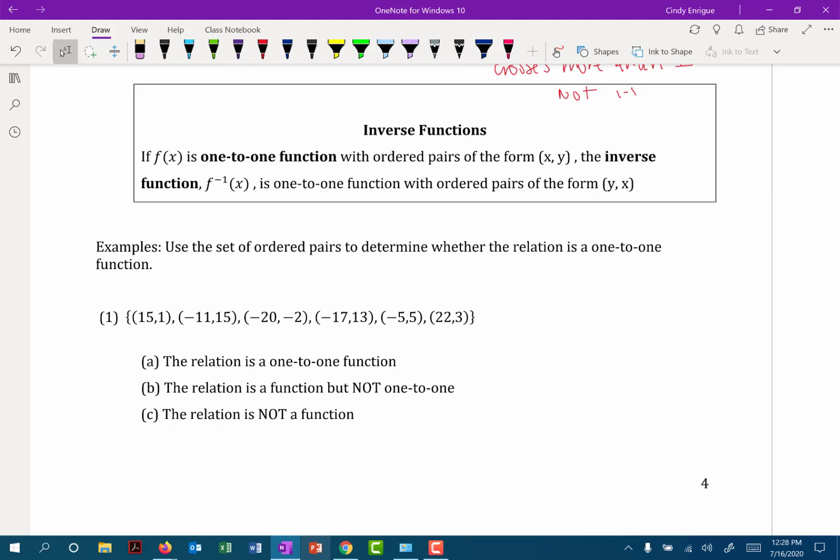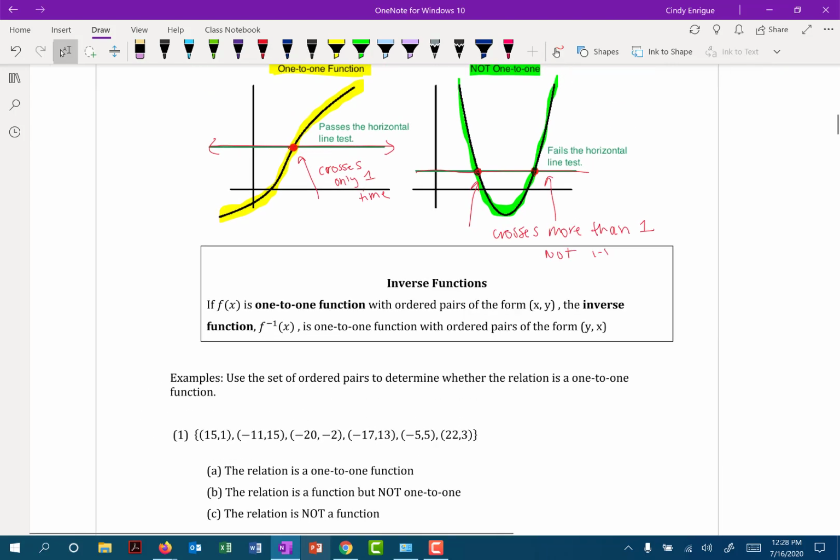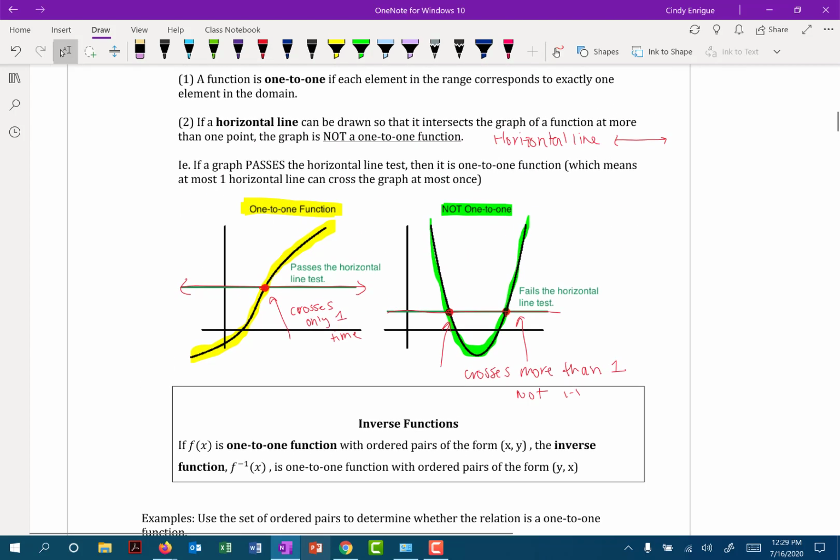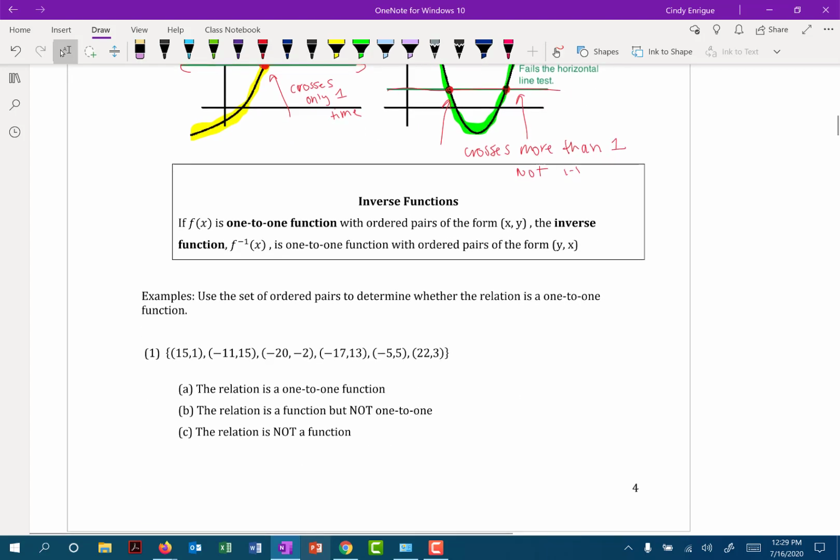We also know that if f of x is a one-to-one function, meaning it passes the horizontal line test, and also, what was the other definition? That each element in the range corresponds to exactly one element in the domain, then it's going to be a one-to-one function.